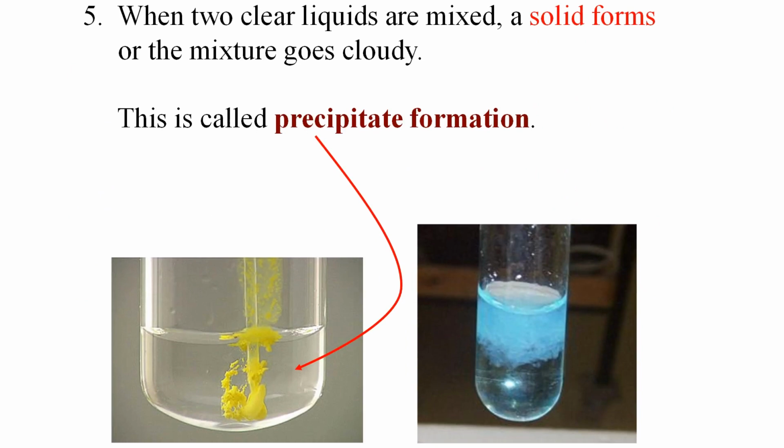The fifth is when two clear liquids are mixed, then a solid forms and the mixture goes cloudy. This is called precipitate formation. Now, these pictures are here to help you because it's pretty uncommon for us to talk about precipitates before grade 9. But if you're looking for a precipitate, it's going to look something like this. Another well-known, but maybe not known to be a precipitate, is milk. Actually, milk is a precipitate because there are solid particles that are suspended in a liquid.